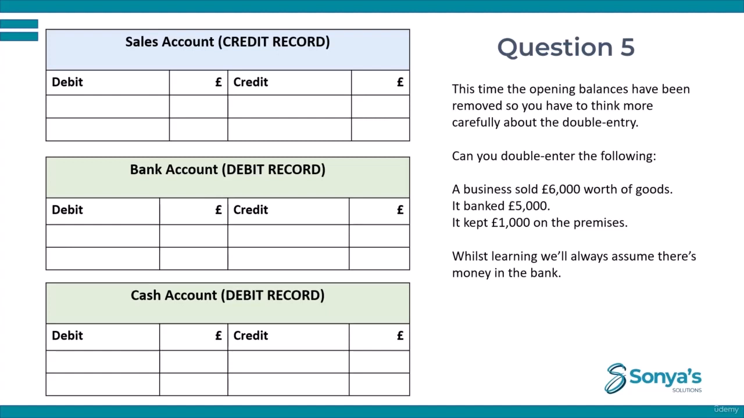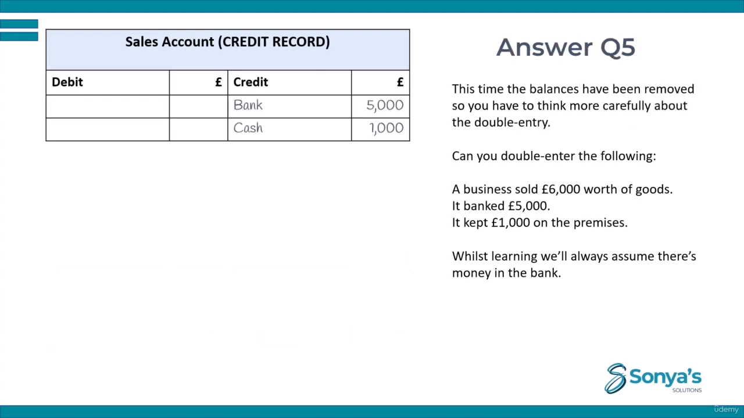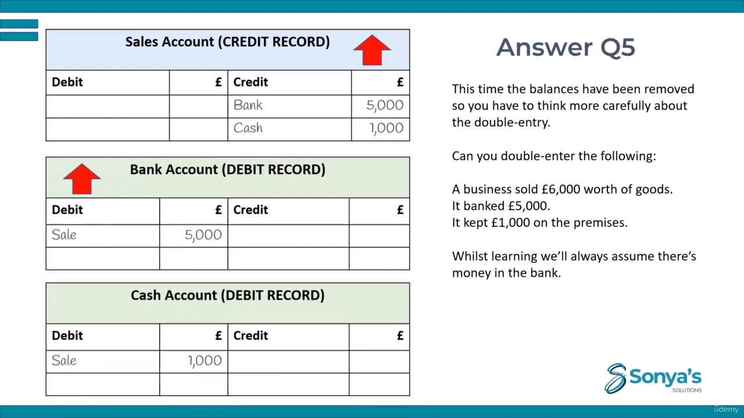Get ready to pause the video to give yourself time to read and answer the question. The sales account is a credit record with an opening balance on the credit side. We need to add the additional sales by crediting the account. The bank account and cash account are debit records, so the balances are on the debit side. We need to add the money received to those balances by debiting the accounts. Did you remember to check the entries you've made balance and check the account balance makes sense?